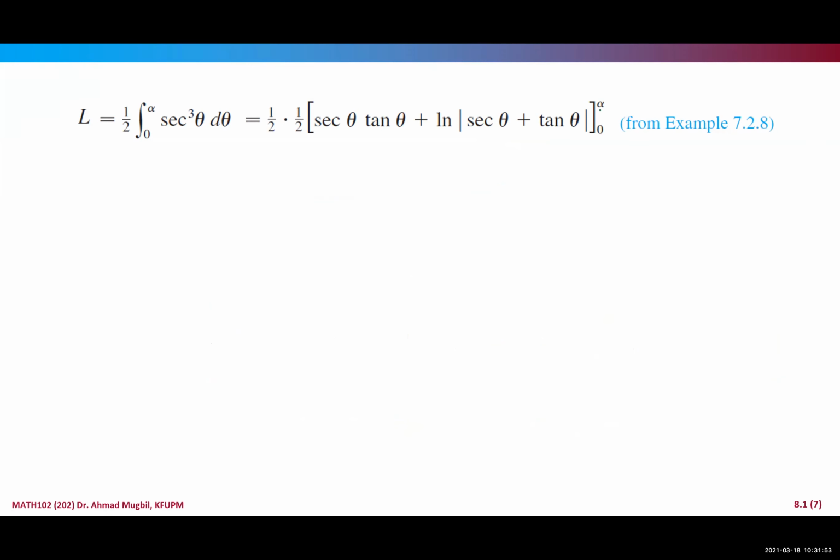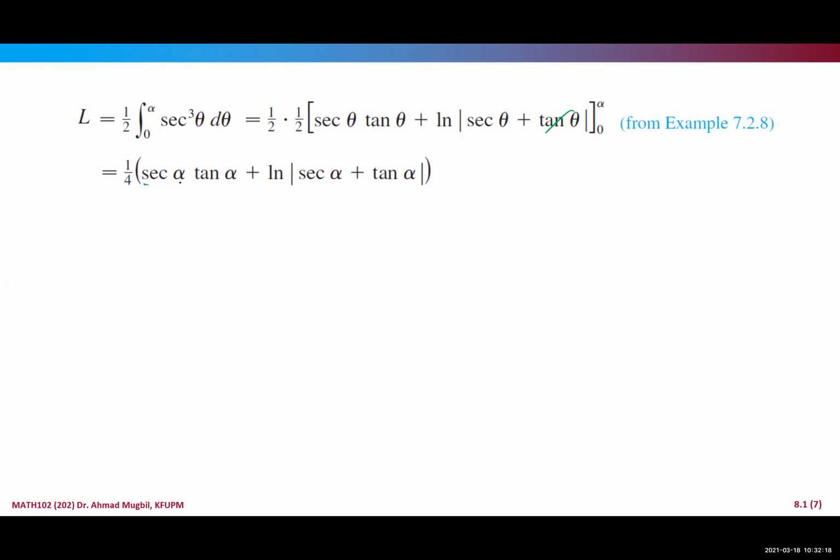Now it is time to evaluate upper minus lower. For the upper, you will replace theta by alpha. For the lower, you will have secant 0, which is 1, and tan 0 is 0, so this will be 0. Here you will have 1, here you will have 0, ln 1 is 0. So everything will be 0 for the lower limit. So we'll end up with the upper limit.